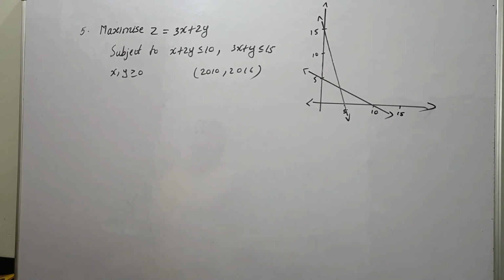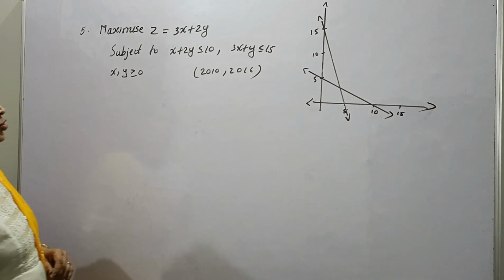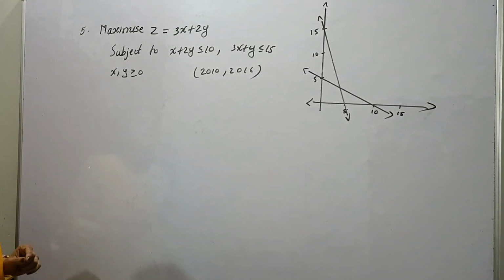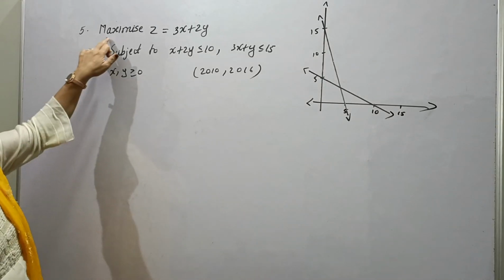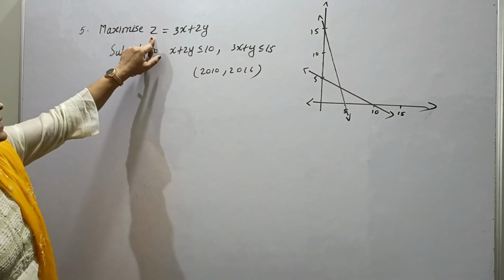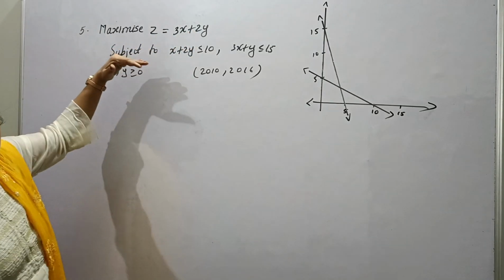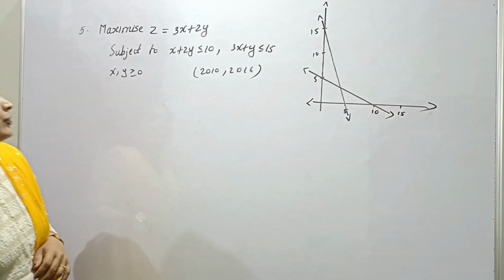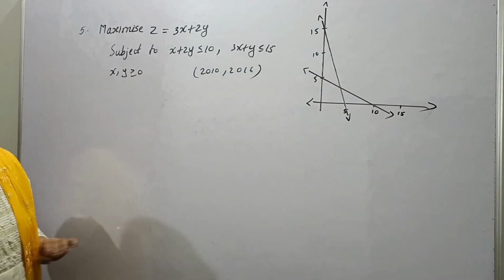Maximize z is equal to 3x plus 2y subject to x plus 2y less than or equal to 10, 3x plus y less than or equal to 15, x, y greater than or equal to 0. Here the objective function is maximize z is equal to 3x plus 2y and the constraints are x plus 2y less than or equal to 10, 3x plus y less than or equal to 15, x, y greater than or equal to 0.